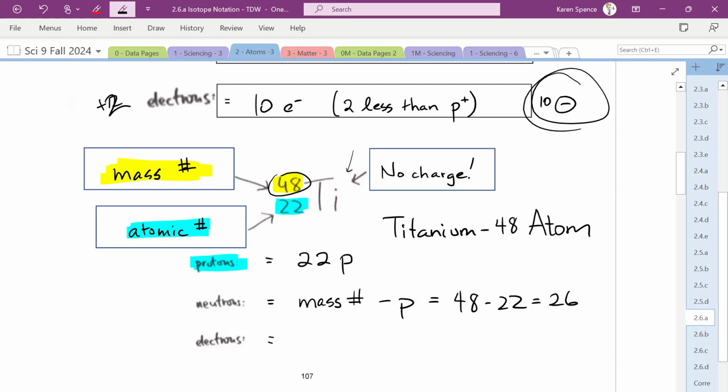How many electrons do we have? If it's an atom, it is, what is it? 22, same as the protons, because there's no charge.